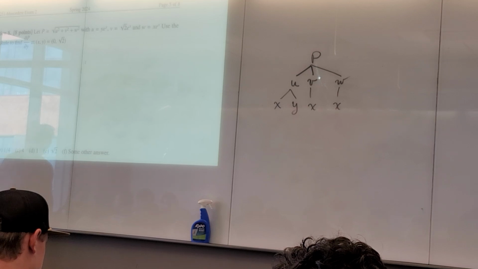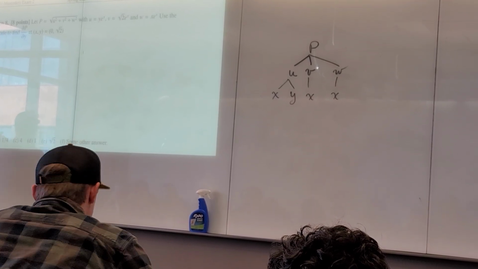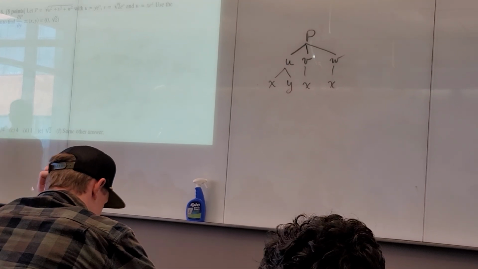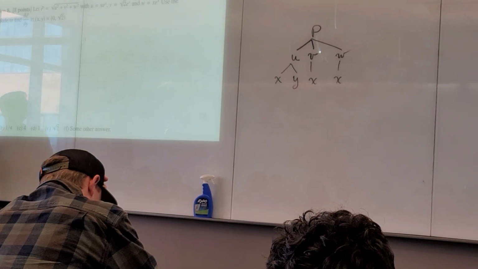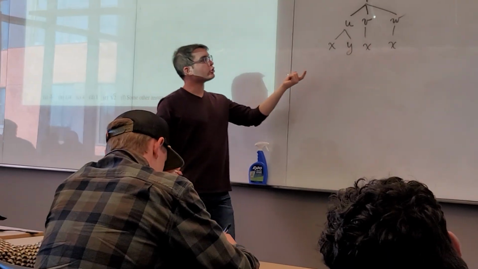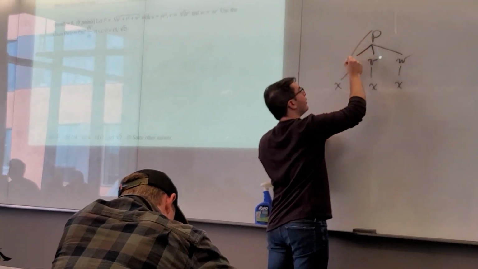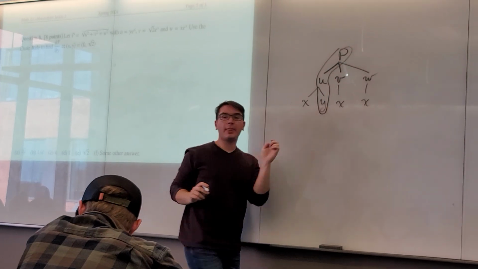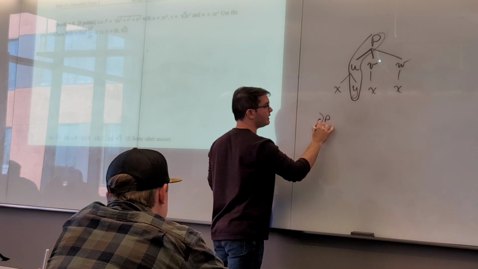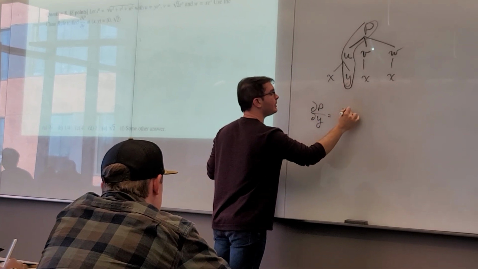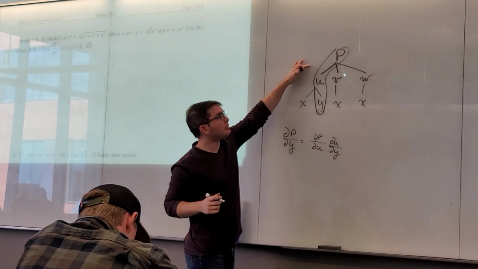Now, he asks you, use the chain rule to find dp dy at this point. He was extremely nice here in that he's asking you to find p sub y, right? How many branches are there? There's only one branch that actually goes down here, right? He was very kind. I'm going to multiply down the branch, so I know that dp dy will equal dp du times du dy.